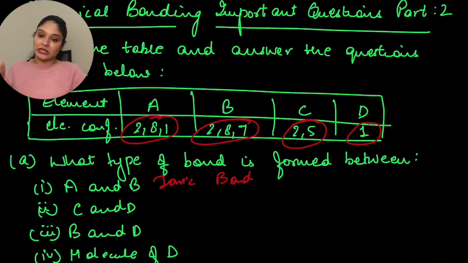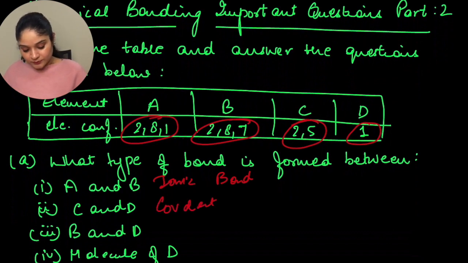They will end up sharing electrons. That means you'll have one C atom and you'll have 3 D atoms around it, and each one of them will share and all of the octets will be satisfied. So you'll have a covalent bond here. So let me write covalent bond.